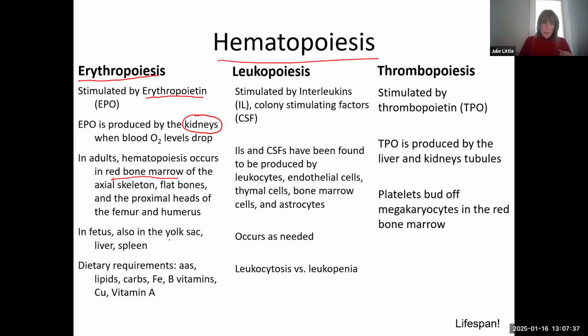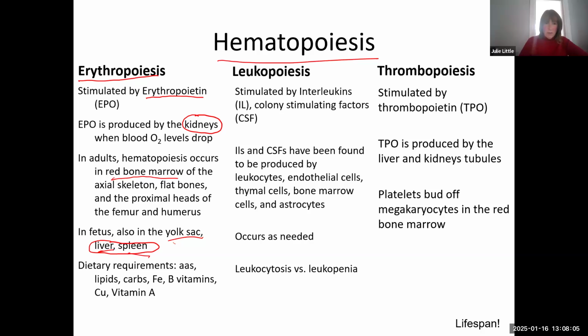In a fetus, when you were a little fetus, you could also make red blood cells in your liver, your spleen, and your yolk sac. Now, as an adult, we no longer have a yolk sac, but we still have a liver and a spleen. If, for some reason, our bone marrow can't make red blood cells, our liver and spleen can revert back to that role of erythropoiesis. It's not a good sign.